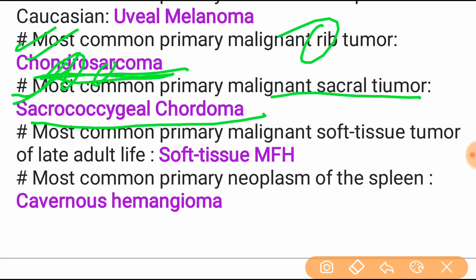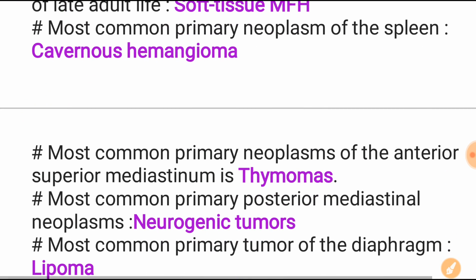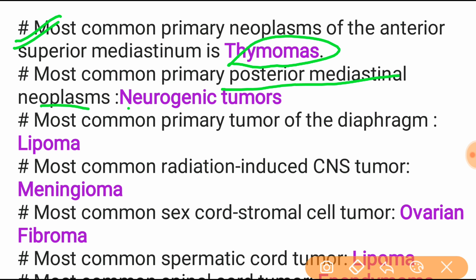The most common primary malignant soft tissue tumor of late adult life is soft tissue MFH, and the most common primary neoplasm of the spleen is cavernous hemangioma. Next topic: the most common primary neoplasm of the anterior superior mediastinum is thymoma. It is also a most important question. And the most common primary posterior mediastinal neoplasm is neurogenic tumor. This is also a most important question.